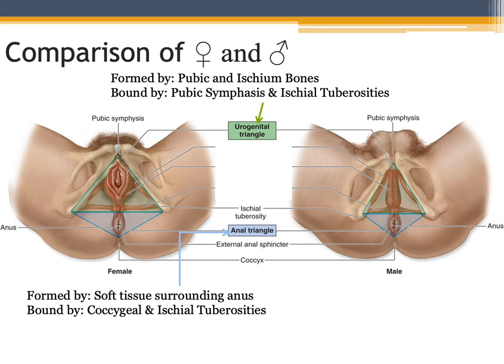where the urogenital triangle is a hard border made up of the pubic symphysis and the ischial tuberosities, whereas the anal triangle is more of a soft tissue triangle that's bound by the ischial tuberosities and where the coccyx would be around the anal sphincter.